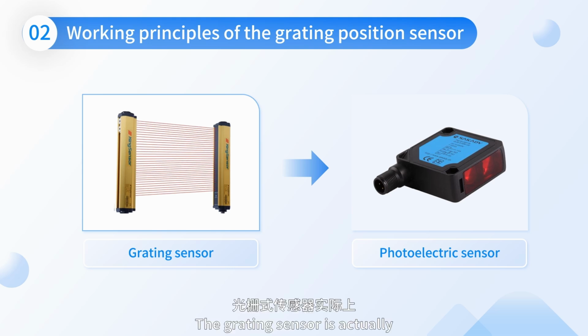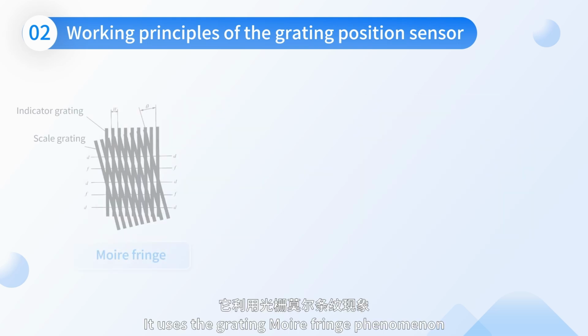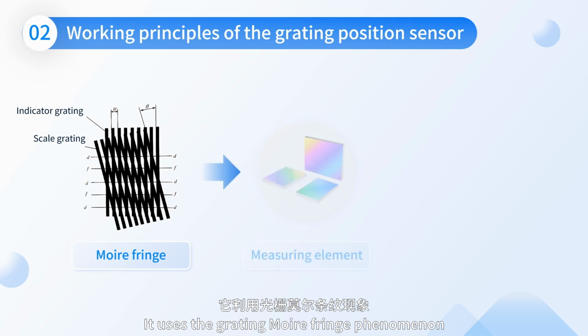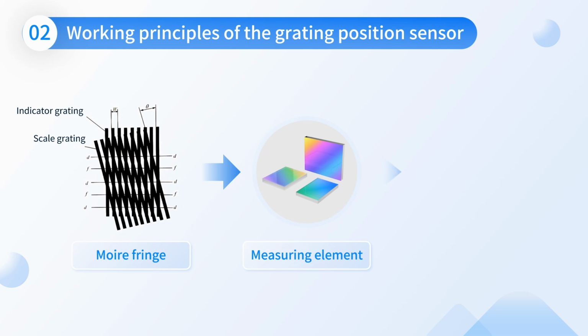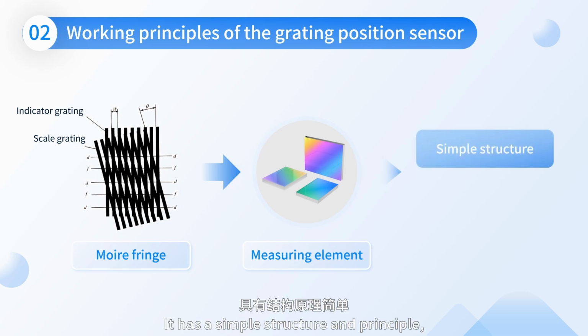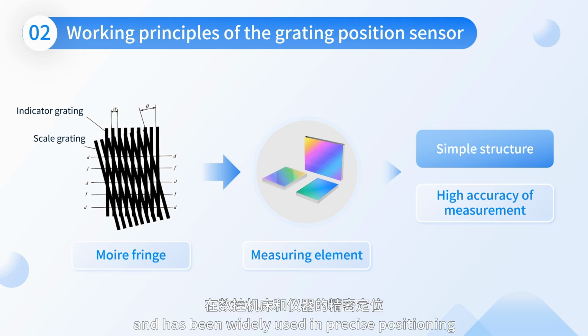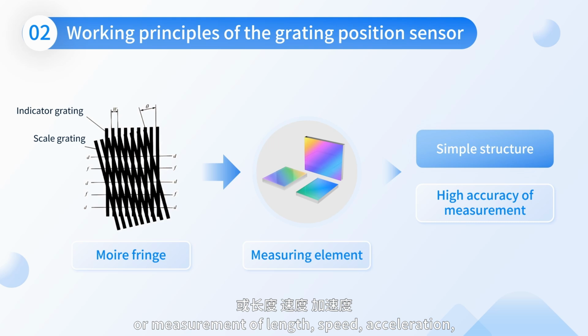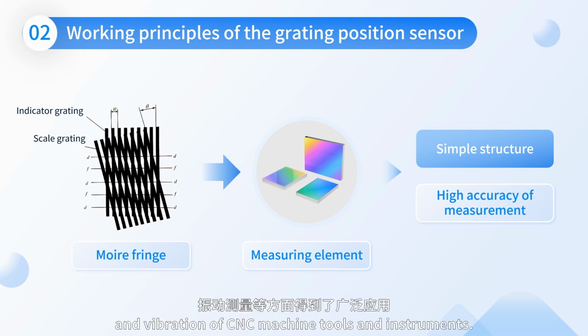Next, let's learn the working principle of the grating position sensor. The grating sensor is actually a special application of the photoelectric sensor. It uses the grating Moire fringe phenomenon, where gratings serve as a measurement element. It has a simple structure and principle, high measurement accuracy, and has been widely used in precise positioning or measurement of length, speed, acceleration, and vibration of CNC machine tools and instruments.